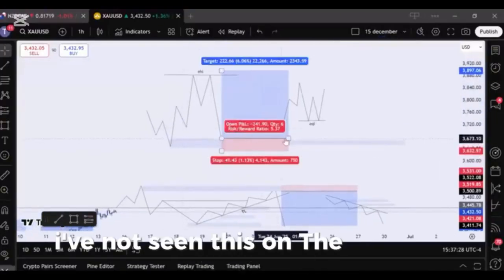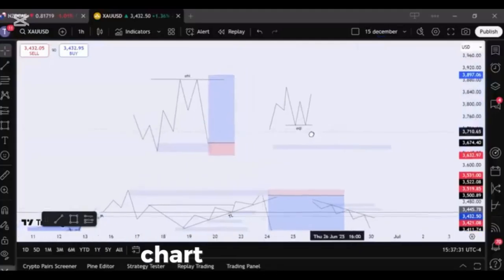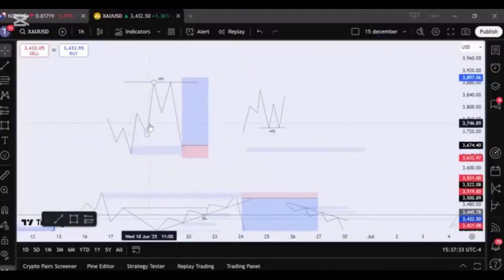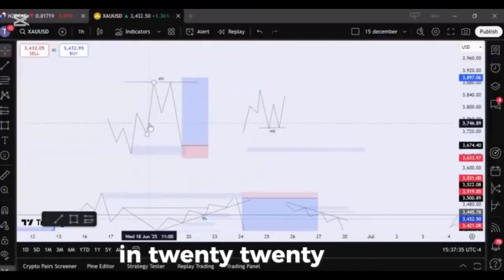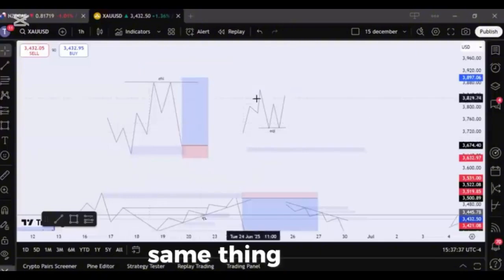Like I said, I've not seen this on the chart for like 2 years, so I don't really know how to give a chart example here because I've not seen it on the charts for 2 years. I've only used it twice in 2023. Same thing as this.